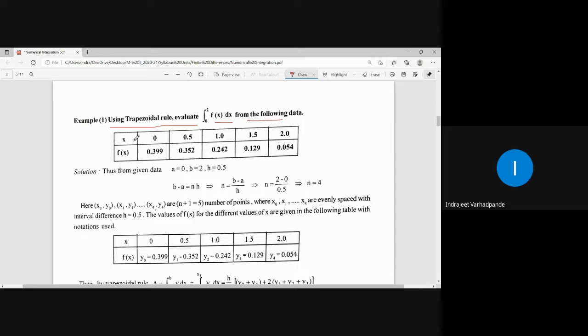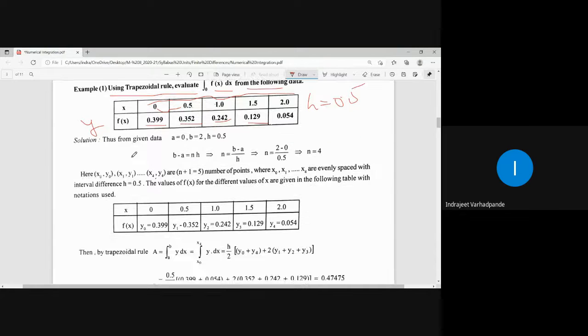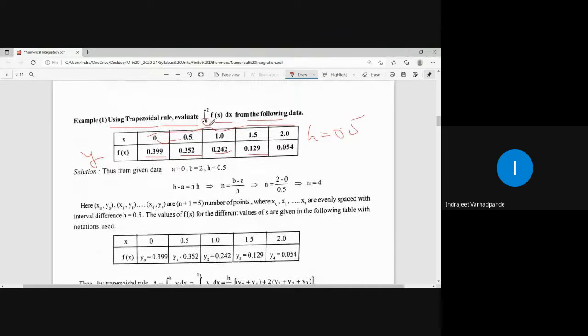We are provided with the values. So if you observe, x is equispaced. What is the difference between the two values of x? It is 0.5. So what will be our h? h will be 0.5, because the difference between x0 and x1 is 0.5. The difference between x1 and x2 is again 0.5, and their corresponding values of f of x are provided to us as y. So what is a? a is your lower limit 0, b is your upper limit, the last value 2, and h I have obtained as 0.5.